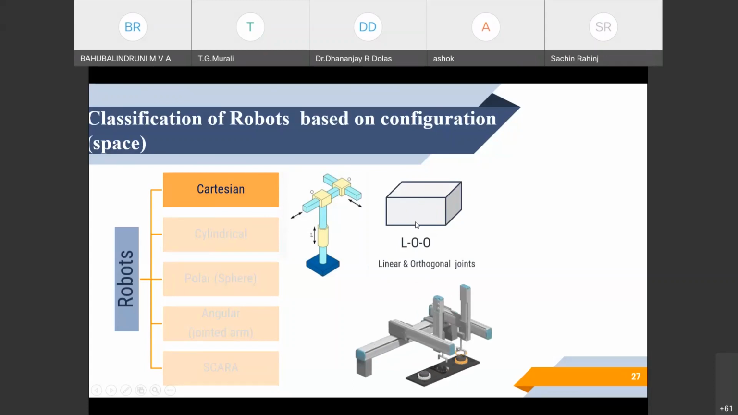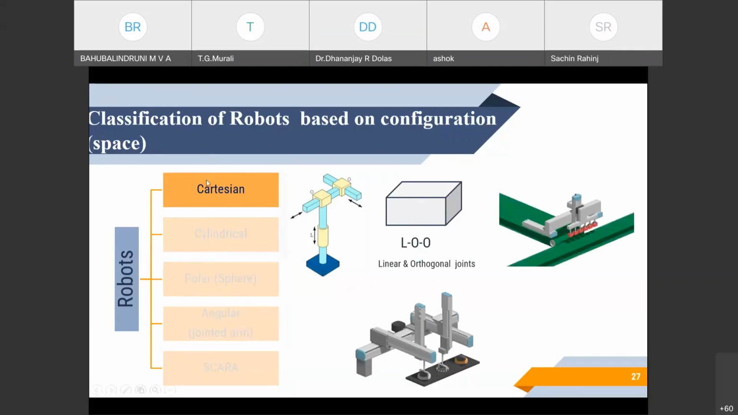Mostly you can find these for pick and place applications. Even in 3D printing, the FDM machine, you can see which also works on similar principles. So these gantry robots use this Cartesian configuration.